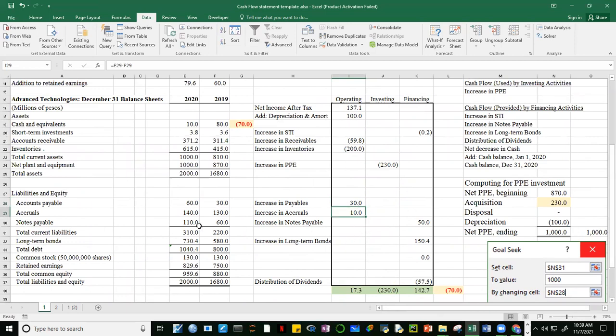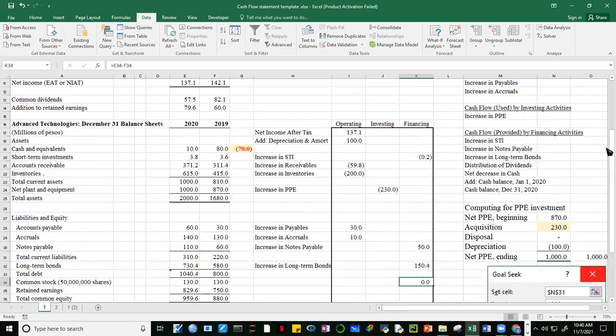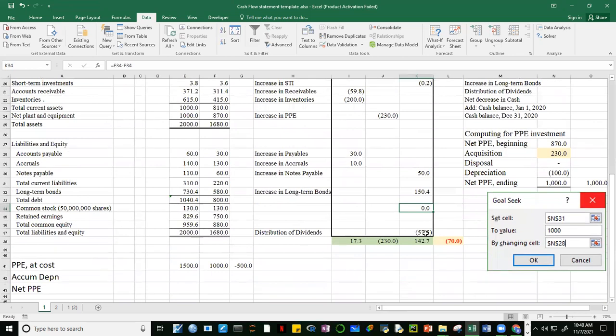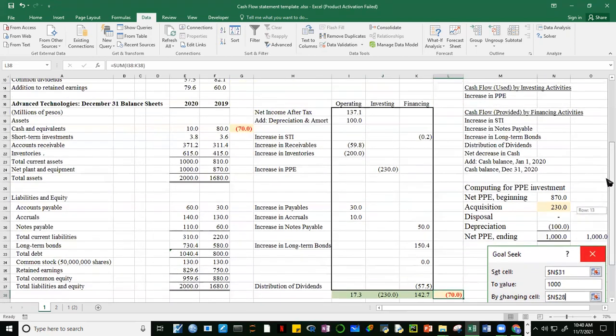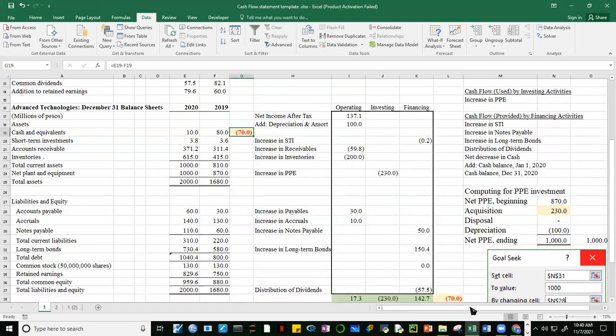Notes payable increased from 60 to 110. That's a source of cash. We increase our debt. Also for long-term bonds, it's also a source of cash. And then common stock, there was no change. But if there was a change, that should form part also of your financing. And then were there dividends issued? Yes, dividends of 57.5. That should be a use of cash, and it should form part of your financing. Then we add everything, and then we got 70, which means that we got the correct activities that accounted for the net decrease in cash.